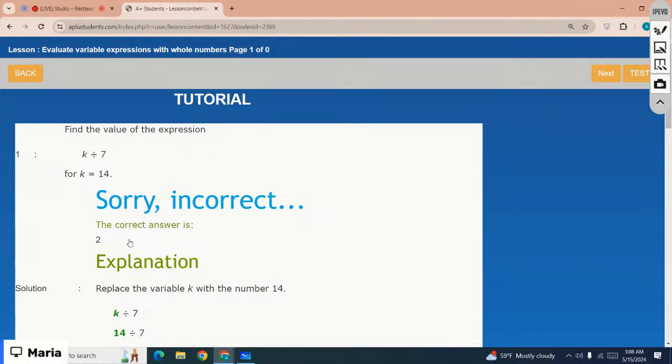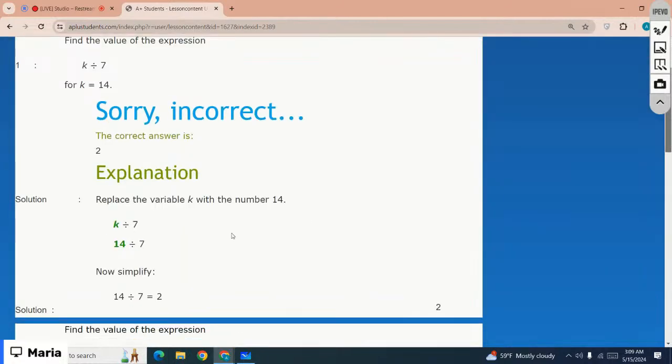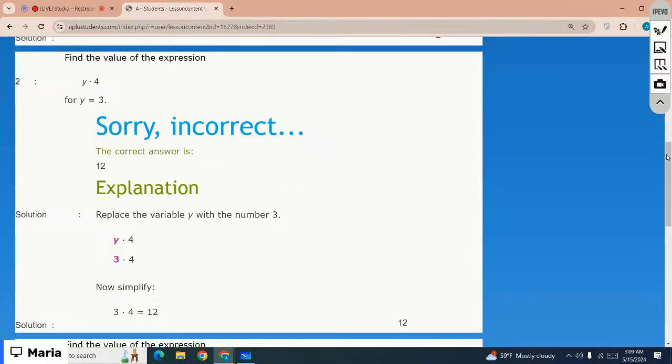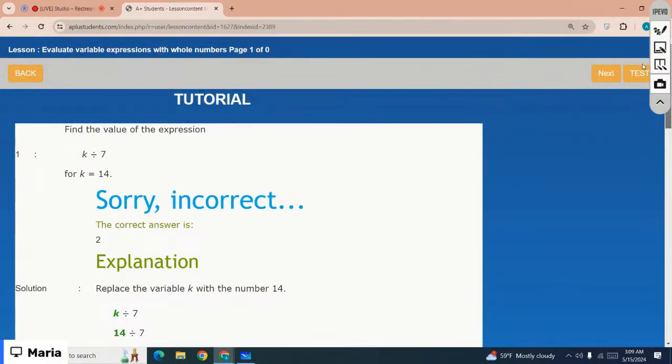Find the value of the expression k divided by 7. You are given the expression. You have to evaluate for k equals 14. So simply replace the k by the given value. K is 14, so simply replace the k by 14. So here you have 14 divided by 7, and 14 divided by 7 is 2. Okay, let's just start with the test questions.